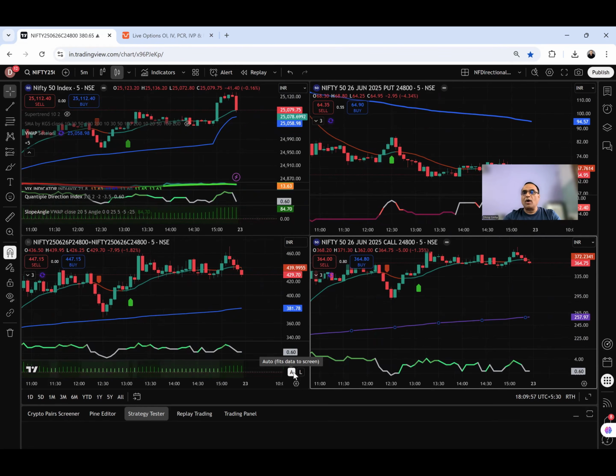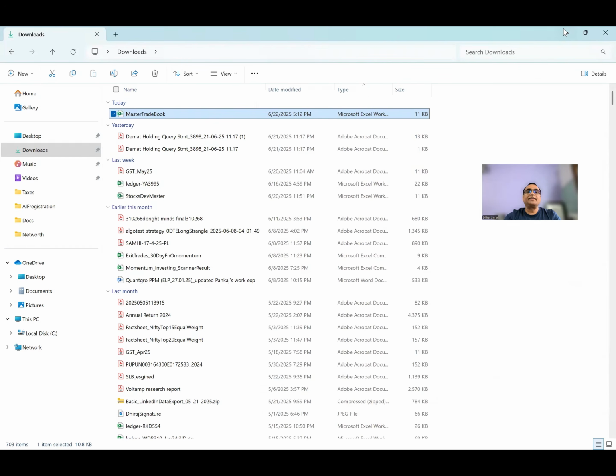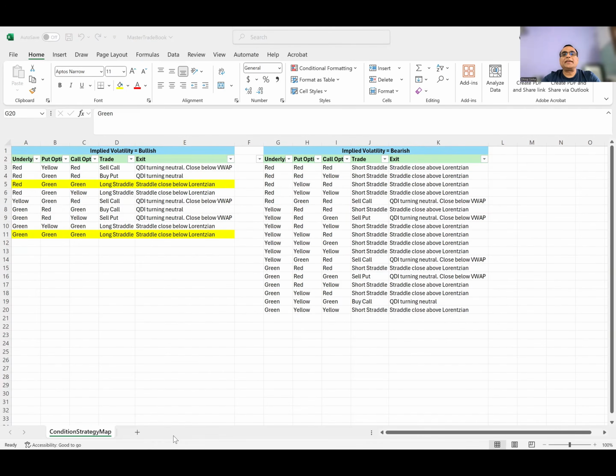So having all four pieces of information, I have created something for my trade setup. Now I am sharing the way I have looked at the trade setup. I am not saying this is the way you should do it, but I'm just giving you a framework. So what did we say?